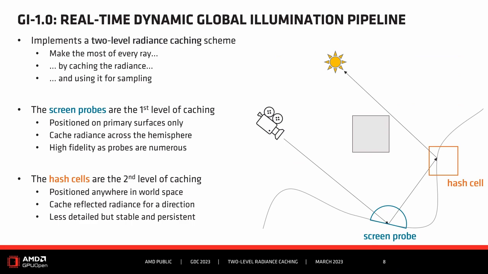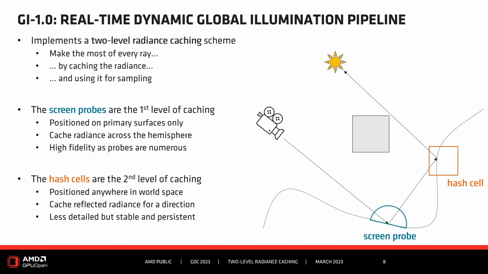So we've built upon this technique and we've implemented this pipeline for real-time dynamic global illumination, which is fundamentally a two-level radiance caching system, where we try to have very few rays but make the most of every ray by caching the radiance and then using it for sampling. So you can see the diagram illustrating, as the path bounces around the scene, the two levels of caching. This is also very much the plan of this presentation.